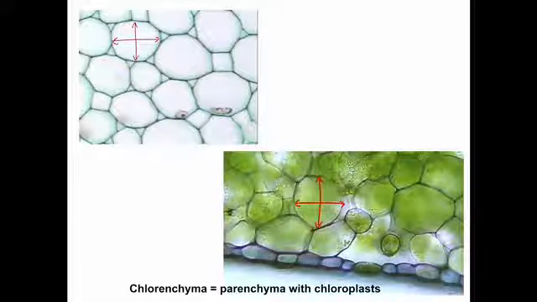Now, when we come to study the leaf, you will learn about two types of chlorenchyma. We have palisade cells and spongy mesophyll cells. You don't need to worry about that now. We'll look at it when we do organs, just to mention it.